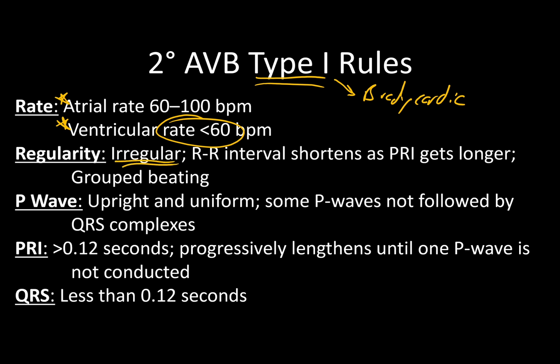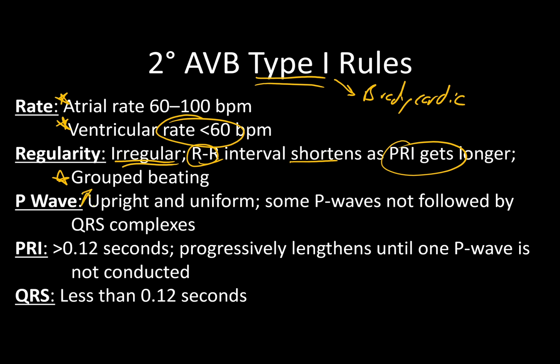I didn't touch on it with the previous slide, but I'll mention it here. The R to R interval does get shorter as the PRI gets longer. And there's a pattern that comes out of it, which is where I get the grouped beating mentioned there. But the idea is that the PRI gets longer, so the P wave is closer to the R wave, and that winds up kind of tripping things up a little bit. We'll look at some examples, and hopefully it'll make more sense when you actually see it in action.